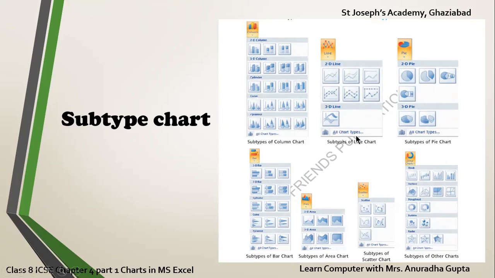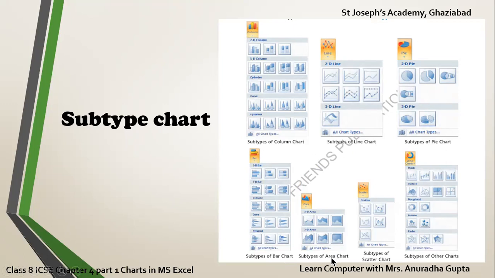Move on to the next, line chart. Line chart has its two subtypes, 2D line, 3D line. Let's move on to the third type of chart, that is pie chart. Pie chart has its two subtypes, 2D pie, 3D pie. Move on to the fourth type of chart, bar chart. Bar chart has its five subtypes like 2D bar, 3D bar, cylinder, cone, pyramid.